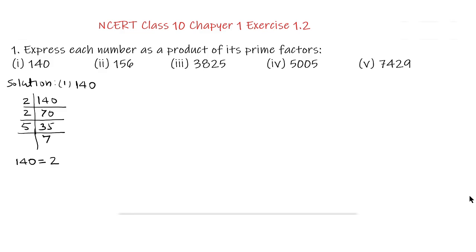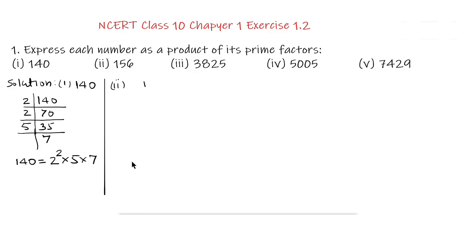so we write 2 to the power 2 multiplied by 5 multiplied by 7. So prime factorization of 140 gives us 2 to the power 2 multiplied by 5 multiplied by 7.